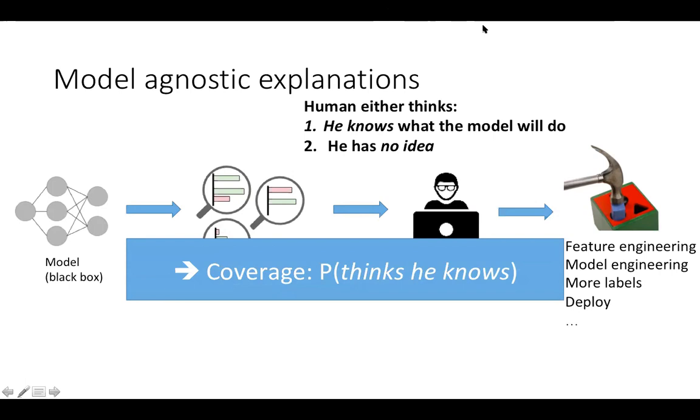Is this a good thing to estimate? Or is this a sufficient thing to estimate? Anybody has an answer? The probability that the end user thinks he knows. This is what is coverage. Is this good enough to pass it on? If this probability is high, is it good enough to pass it on for a downstream application? What do you feel? No answers? No. Okay, Aditya says no. But any clues why?